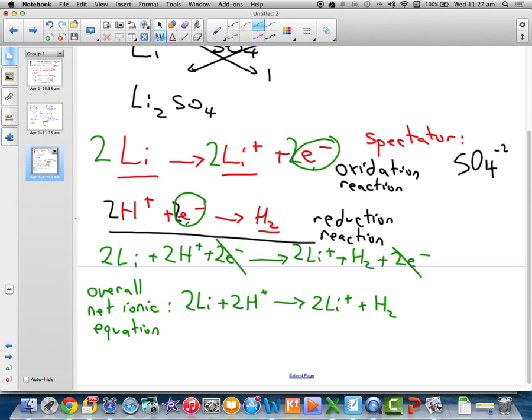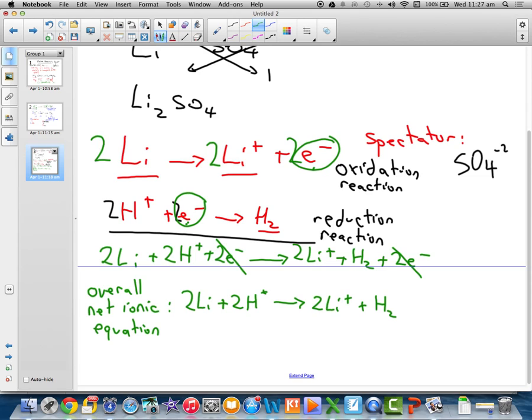So notice there's no sulfate in that equation. The reason there's no sulfate is the sulfate is unchanged. It doesn't change. It's not involved in the reaction. In an ionic equation, we only include the substances that change. We don't include the substances that don't change. So that's the difference between an ionic equation and an overall equation.